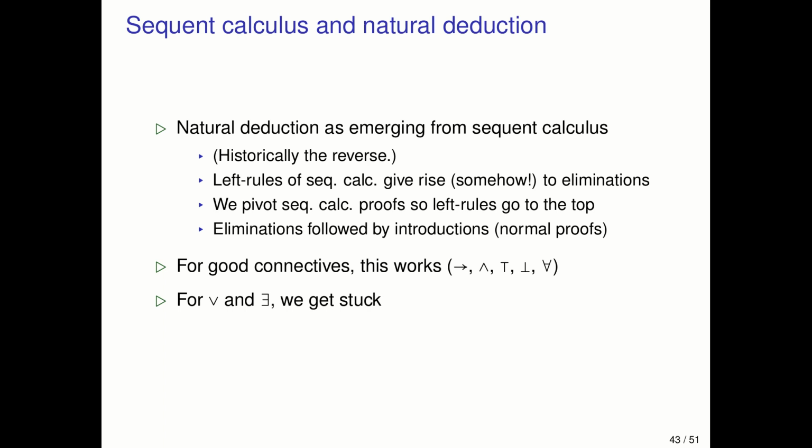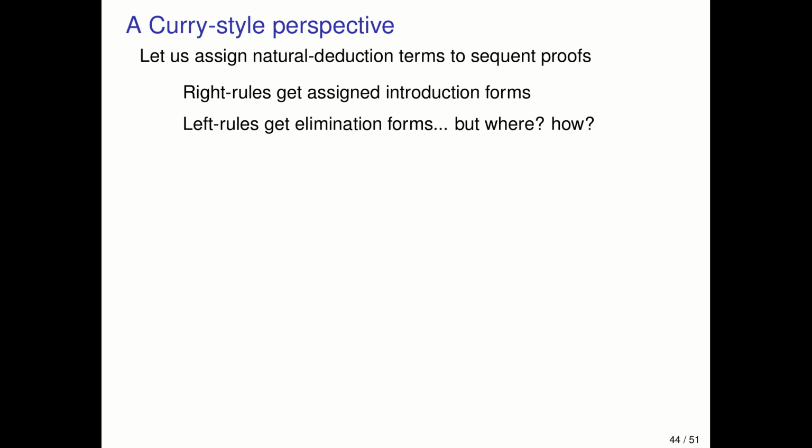This is, hopefully, a new idea on how to get unstuck here. And it actually comes from this Curry-style typing perspective that we have in Cedille. So that's why I thought I would include this here. Let's assign natural deduction terms to sequent proofs. You can find many papers that try to do something like that. The right rules get assigned introduction forms, and the left rules are going to get elimination forms somehow.